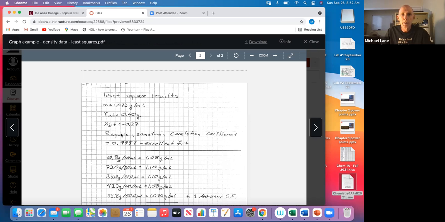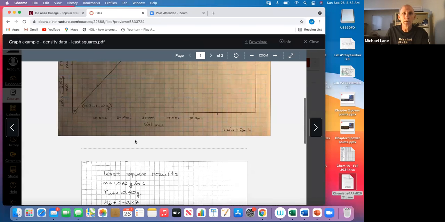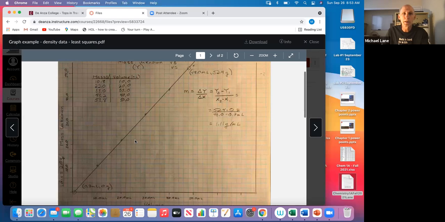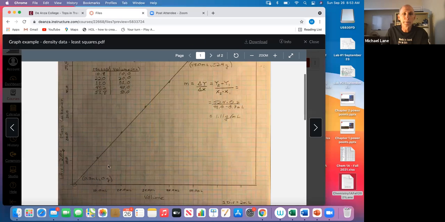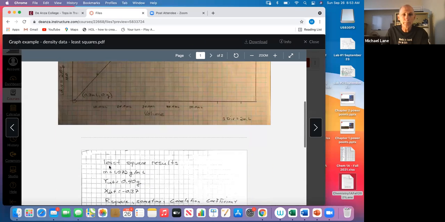And in this case, the calculator gave 0.9997, which means it approaches very, very close to a straight line, which is entirely consistent with our observation that yes, in fact, these data points are very close to a straight line. If they were exactly on the line, absolutely exactly every one of them, then the correlation coefficient would be +1.